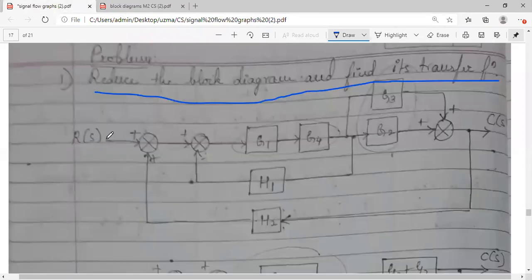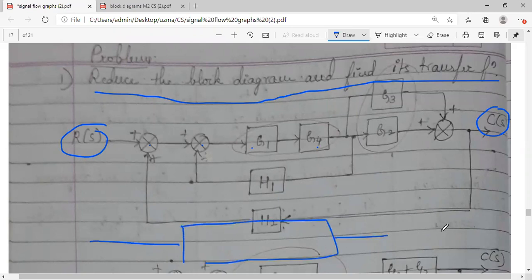So look at this given question. You have R of S input, C of S output. ये जो block है in between, many processings are involved. Some summing points are there, some gain values are given. We have to convert this particular bigger block diagram into a simple block like this. Okay, inside this the reduced term will come, and that is your transfer function.